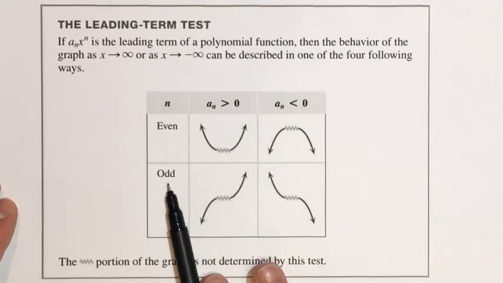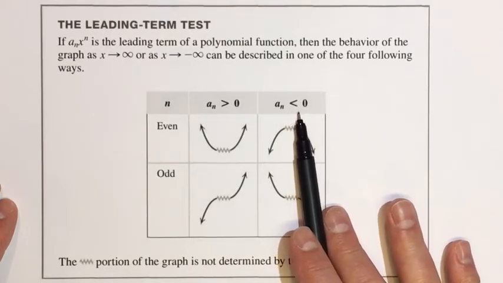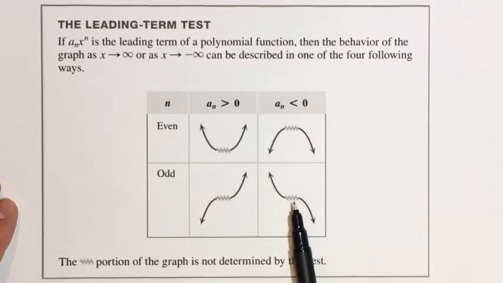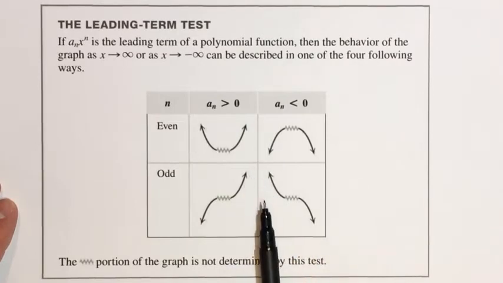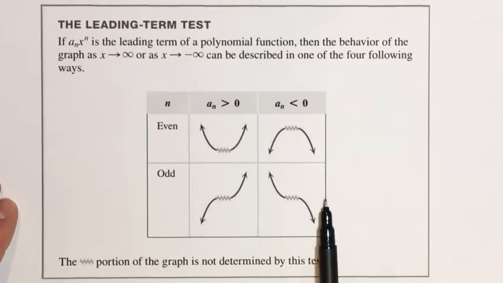But if the degree of the polynomial function is odd, and if the leading coefficient is negative, if it's less than 0, then we'll go up on the left side and down on the right side. So again, as x goes to negative infinity, y will go to positive infinity. And as x goes to positive infinity, y will go to negative infinity.